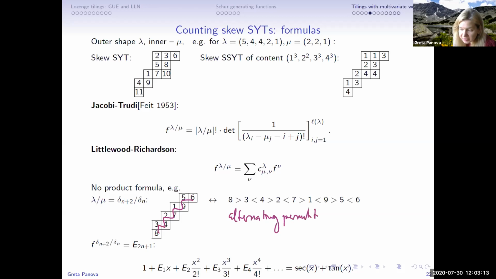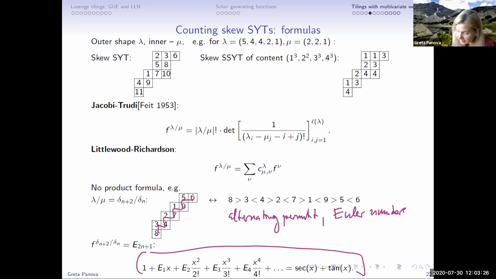And what's the number of alternating permutations? These are the Euler numbers. And what's their generating function? Well, it's this one. We have some transcendental function, so we cannot really hope for some very nice formula here.